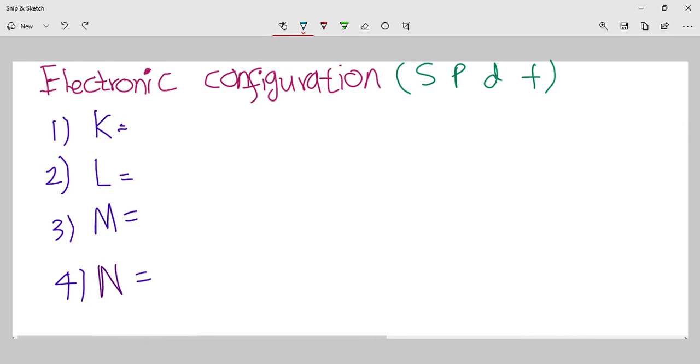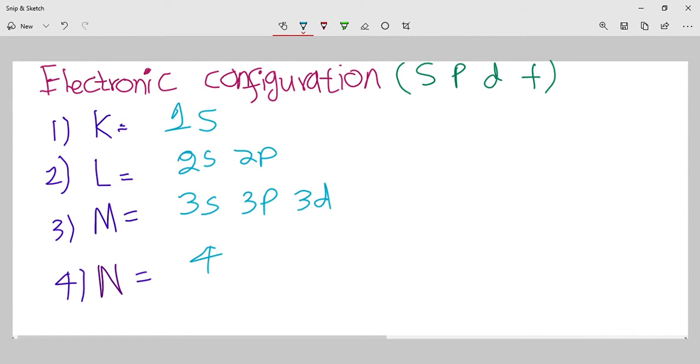Starting from the first, K, it has one subshell, that is 1s. Now the second, L, has two subshells, 2s, 2p. The third one, M, has three subshells, 3s, 3p, 3d. And the last one, N, has four subshells, 4s, 4p, 4d and 4f.